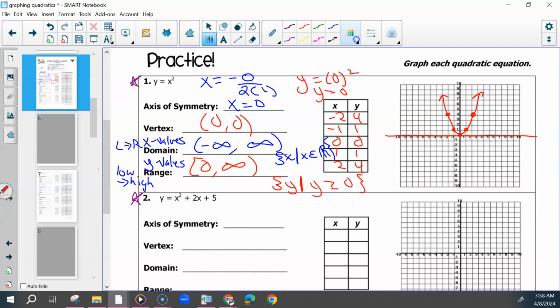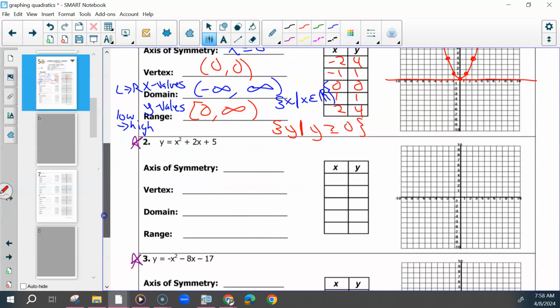We're going to do a couple more of these. Do we have any questions on domain and range so far? Let's try number 2.